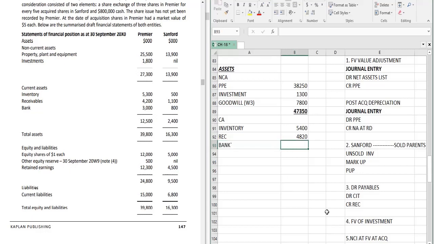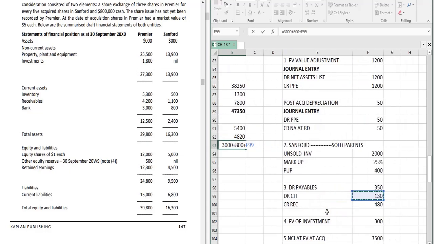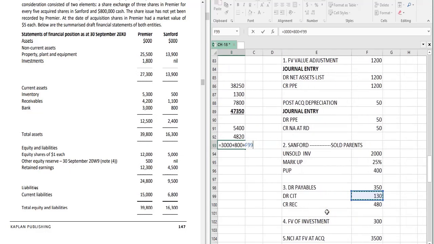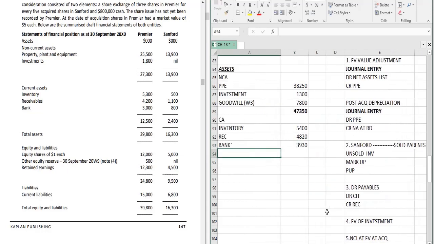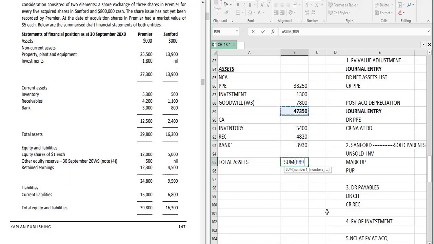Now bank. So the bank amount is 3000 plus 800, plus we have here the cash in transit which has not yet been received by Sanford, but we will assume here that all cash has been received which is due between the parent and subsidiary. Okay, so we will add, total assets equal to sum. Okay, so we will bold this amount.